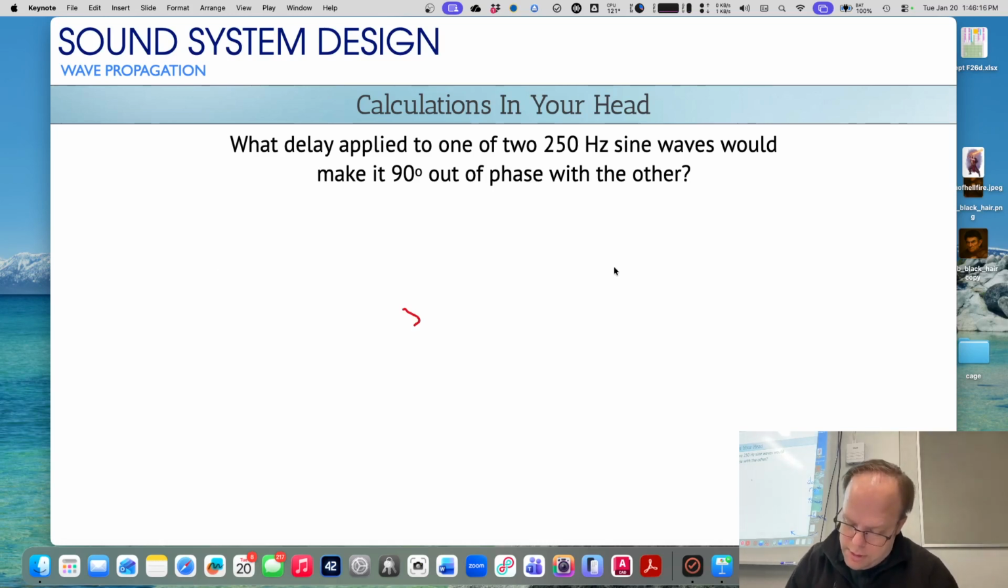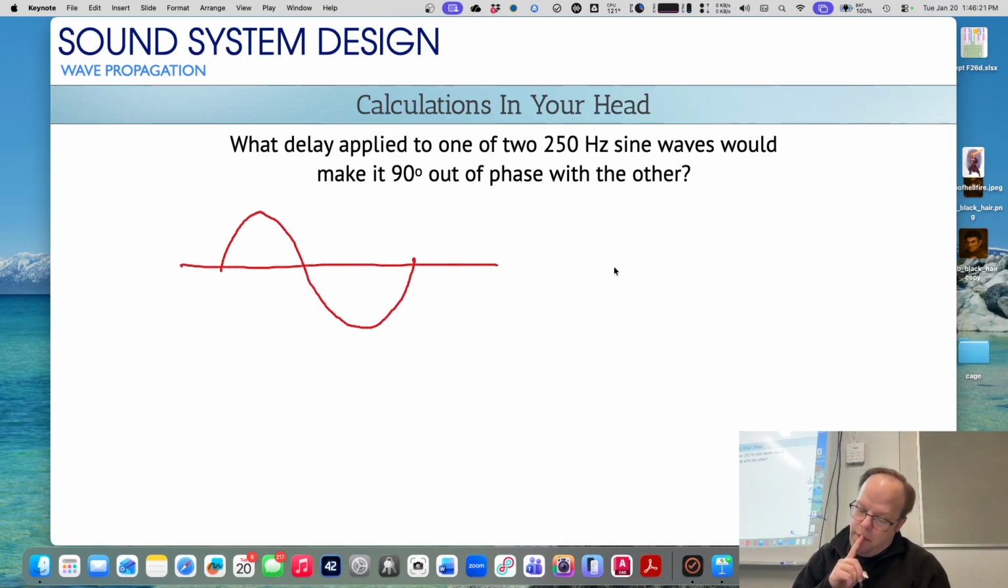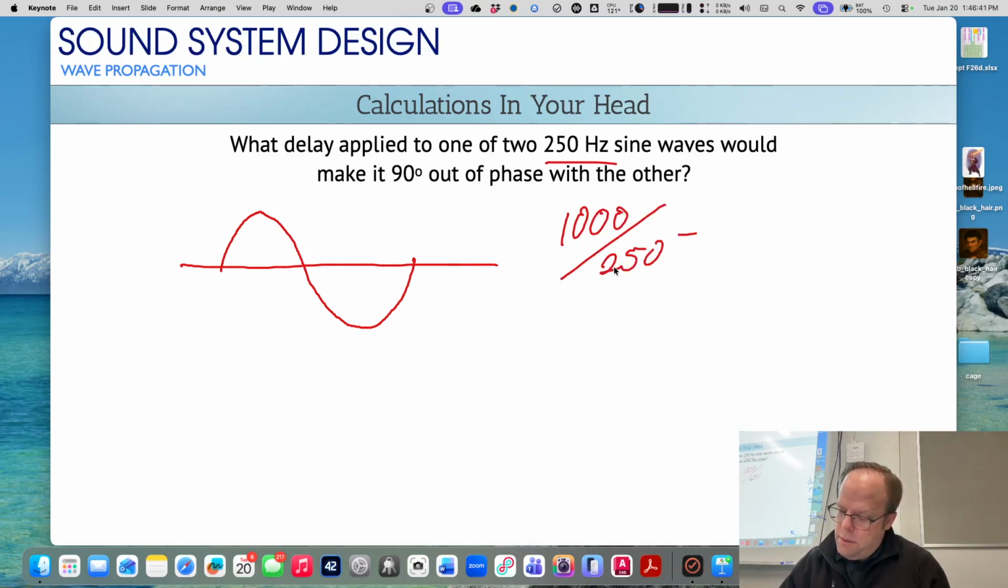Well, let's try to visualize this a little bit. If I graph that wave, and I say that this is the 250 hertz, then what would be the wavelength of 250 hertz? Well, that would be 1,000 divided by 250. What's that? 4. 1,000 divided by 250 is 4. Okay? So that's the wavelength.